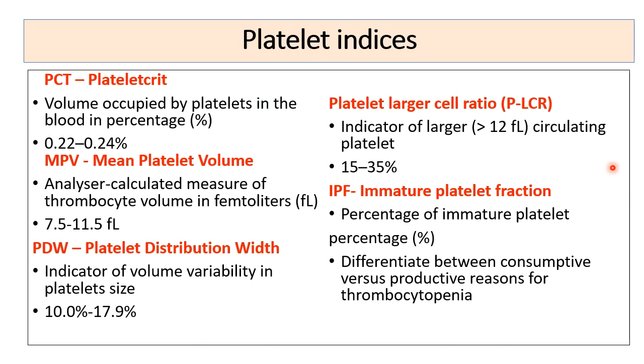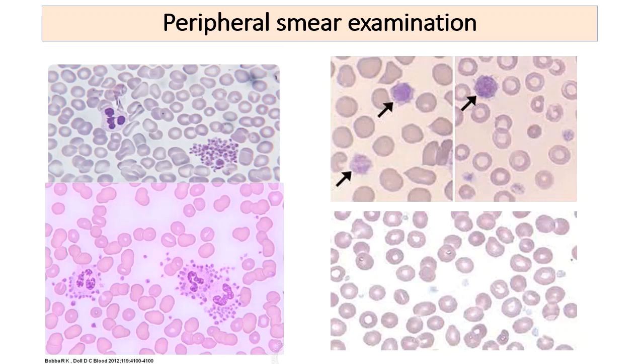The others, like the MPV, help determine the size of the platelet and give a clue towards the presence of large platelets. Similarly, the platelet distribution width is an indicator of volume variability in platelet size. So the peripheral smear examination is very, very important in cases of thrombocytopenia. So what are we looking at here?